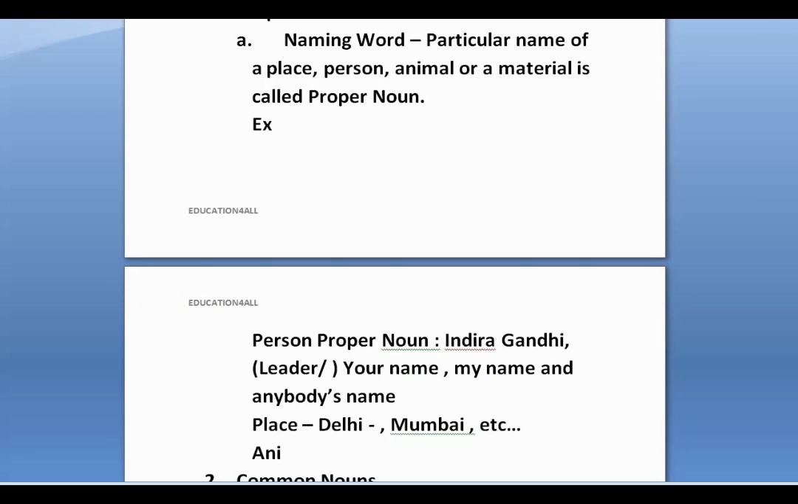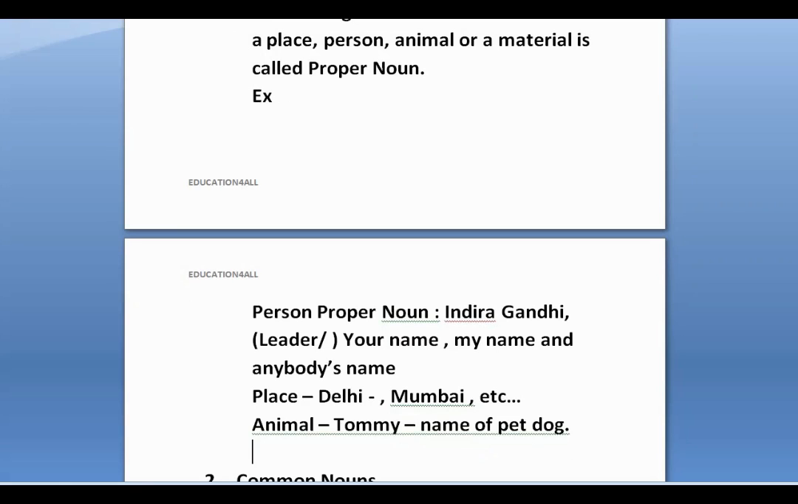So now moving to the animal. If you have any pet dog at your home and you have given that pet dog a name, then the name of that pet dog comes under the proper noun category, right? Just suppose you have a dog and you name it Tommy. So this is the name of the pet dog at your home, right? So that comes under proper noun.